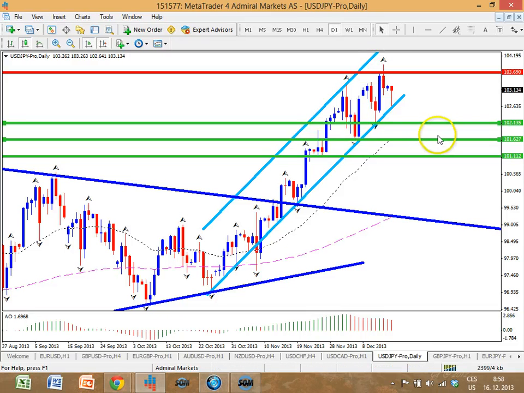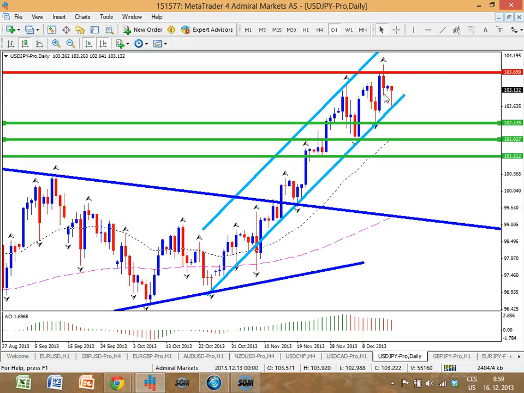So at the moment, these green lines are still support. If we were to break through these green lines, then we're maybe in a downtrend already. If we break above red, this uptrend is continuing, and you see the light blue lines indicating the uptrend channel here of the dollar yen.